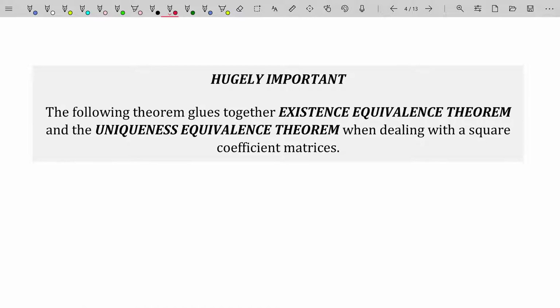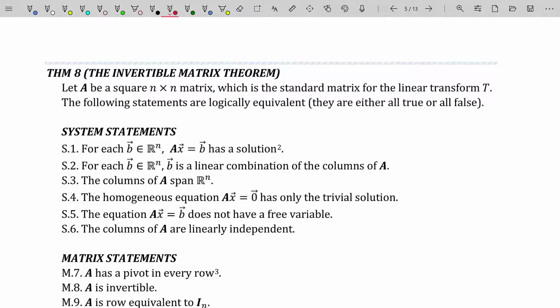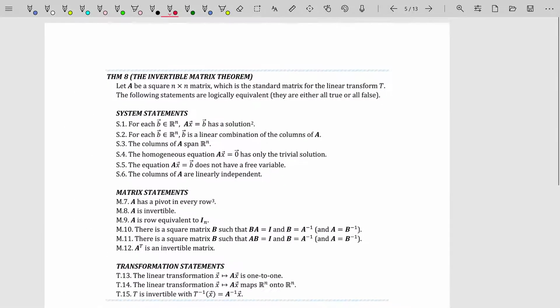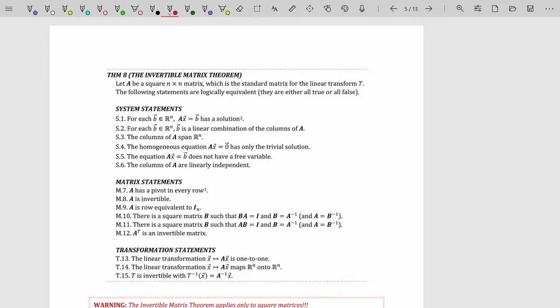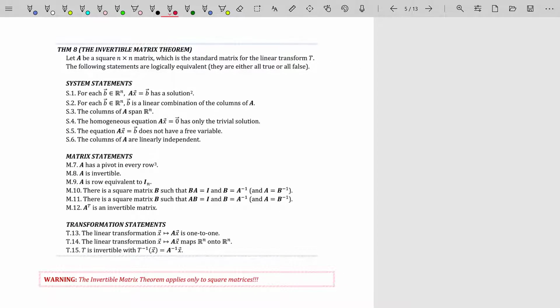And it shouldn't be a square, it should just be square coefficient matrices. So all I've been doing is talking. What is the invertible matrix theorem? Well, let me just show you in a big picture first of all, so you can see it is a big theorem. It's a big equivalence theorem, actually.